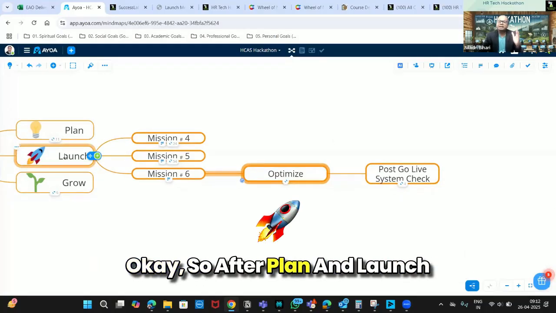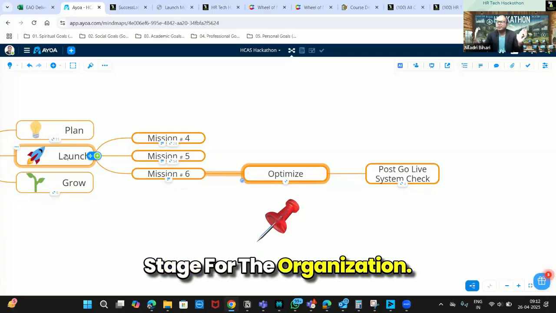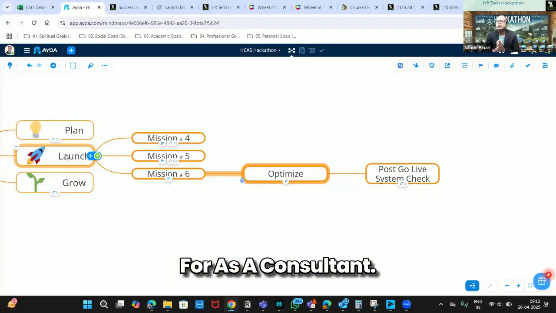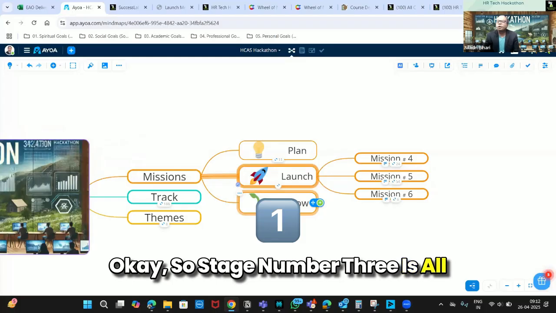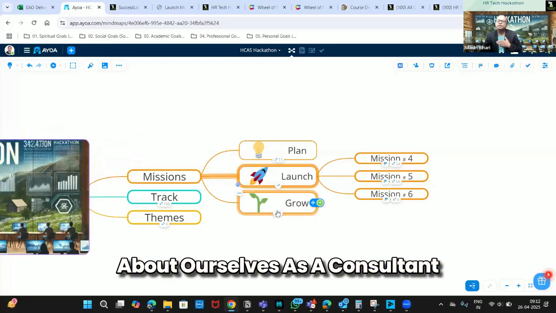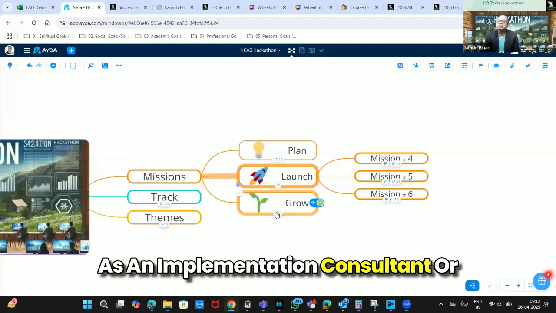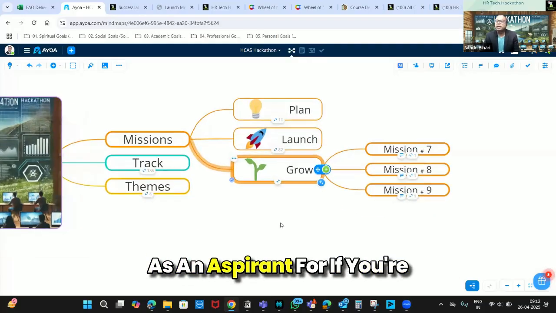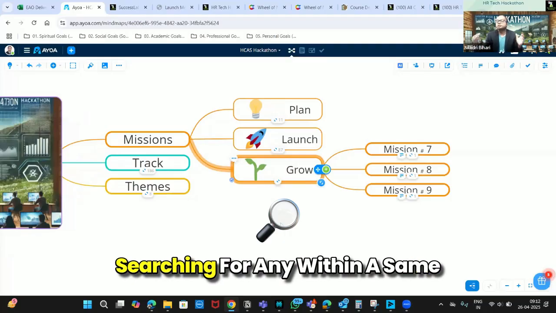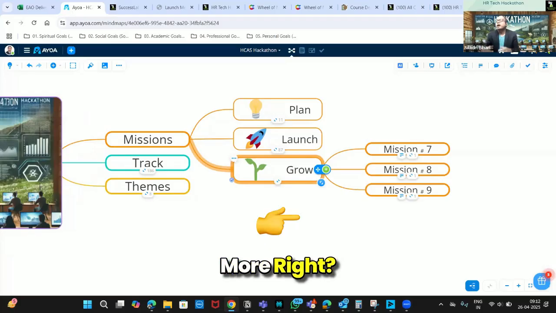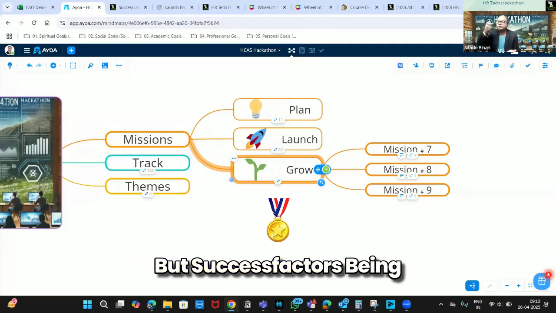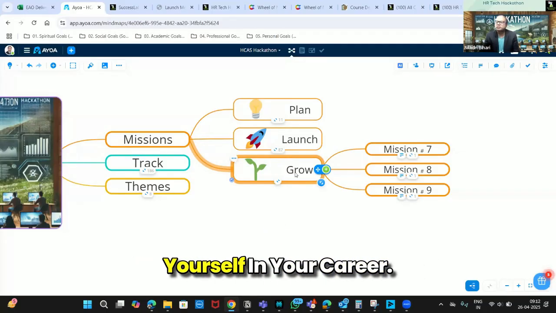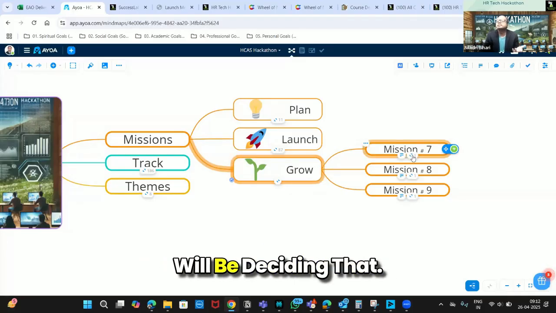Okay. So the plan and launch stages are the key critical stages for the organization, for an employee, for a consultant. But what about ourselves? Okay. So stage number 3 is all about ourselves as a consultant, as an implementation consultant, or as an aspirant searching for jobs, or within the same organization if you want to explore more, right? This is more about yourself. It is not about SuccessFactors, but with SuccessFactors as the core, how you can grow yourself in your career. So these 3 missions will be deciding that.